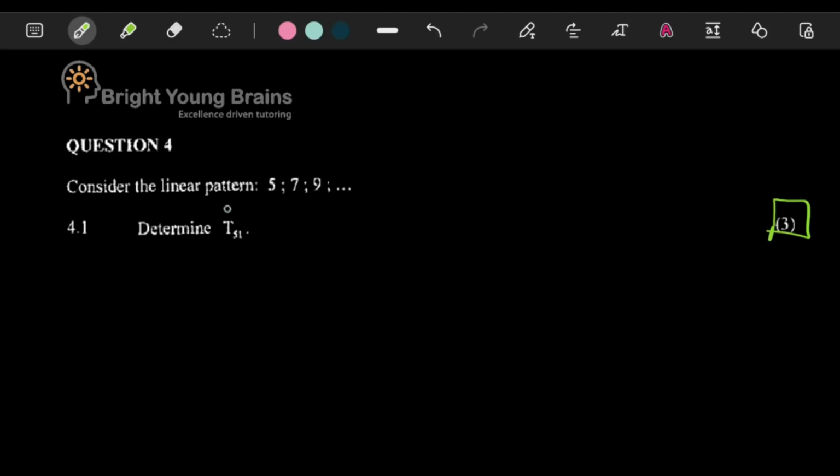Okay, consider the linear pattern 5, 7, 9. This is a linear pattern, meaning there is a common difference, 2 going on and on. Here they say get T51. You don't have to worry about getting T51, just use your general term. This is so nice, 3 marks.